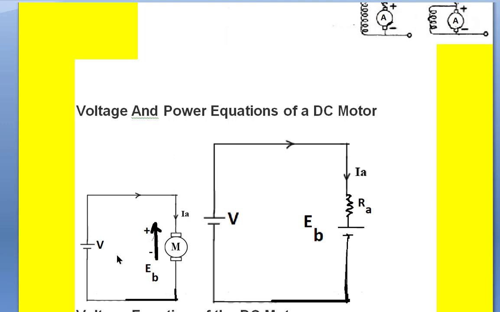So due to Lenz's law, when the supply is given to the DC motor, the motor accelerates its speed and also produces an EMF in the motor armature called the back EMF. This back EMF has polarity opposite to the supply polarity and it is almost equal to the applied voltage.